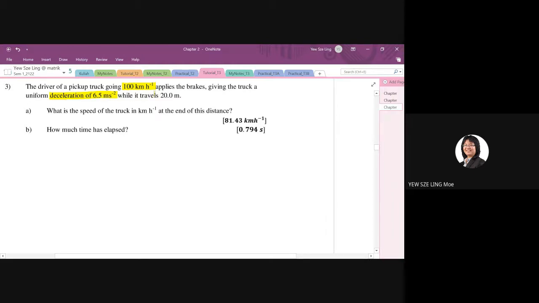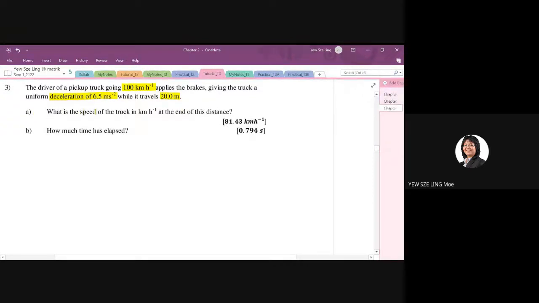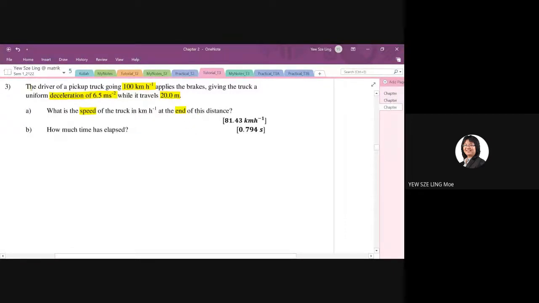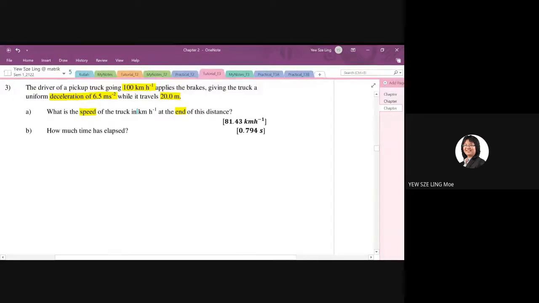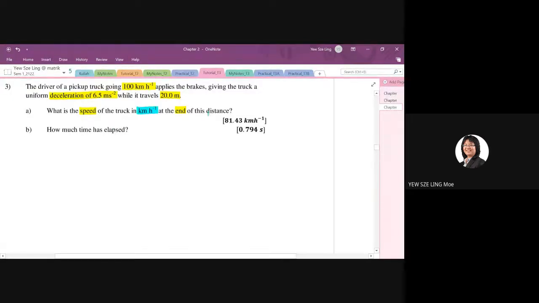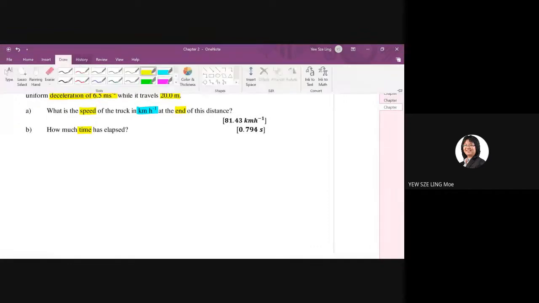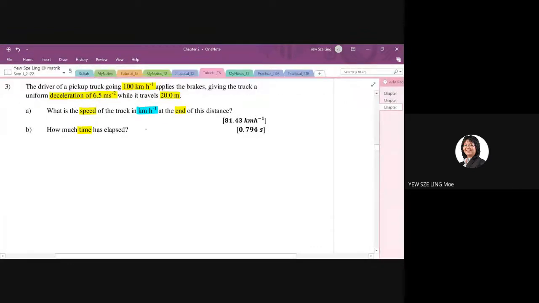All right, so the truck travels 20 meters. Question A, what is the speed of the truck at the end of the distance? Okay, and if you notice, the question states a unit. It wants you to write the answer in terms of km per hour. Okay, so make sure you take note. And question B asks you to calculate the time. So let us list out the information first.